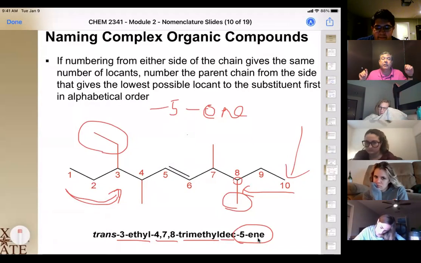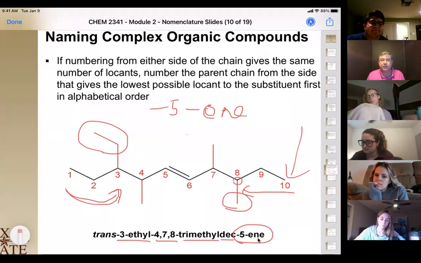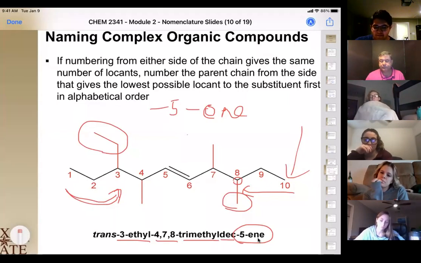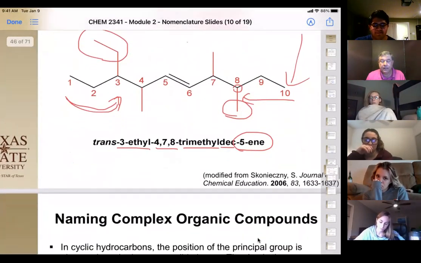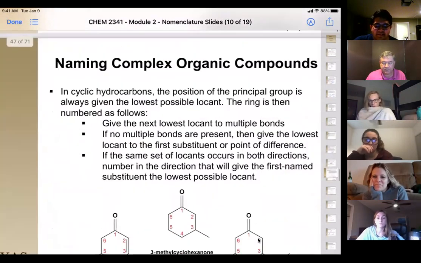Now we have to figure out stereochemistry. Both of the substituents are on opposite sides of the double bond, so it gives us trans. So by following all those rules and adding that alphabetization, we now have a fully correct name for this thing as trans-3-ethyl-5,7,8-trimethyl-dec-5-ene. And I'm hoping when I say the dashes and commas, it'll show up on the YouTube subtitling, so that it makes it easier to follow.